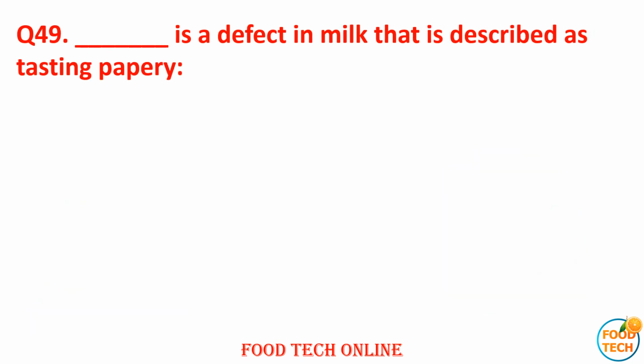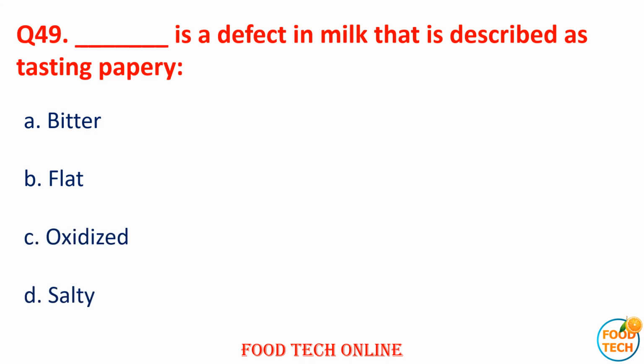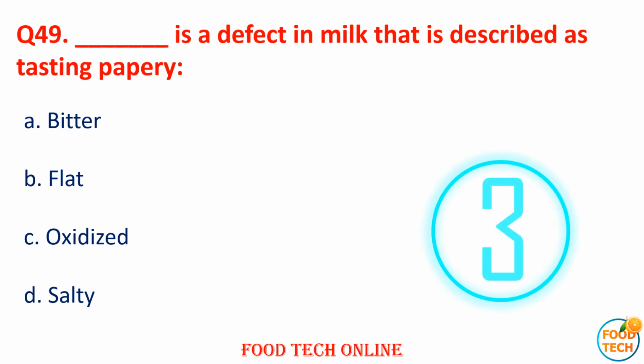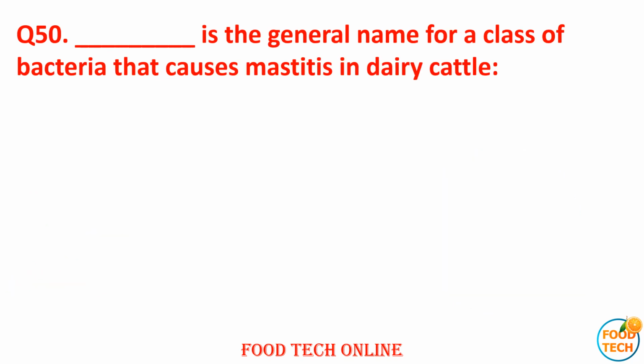Question 49. Dash is a defect in milk that is described as a peppery taste. A. Bitter, B. Flat, C. Oxidized, D. Salty. Answer D. Salty.